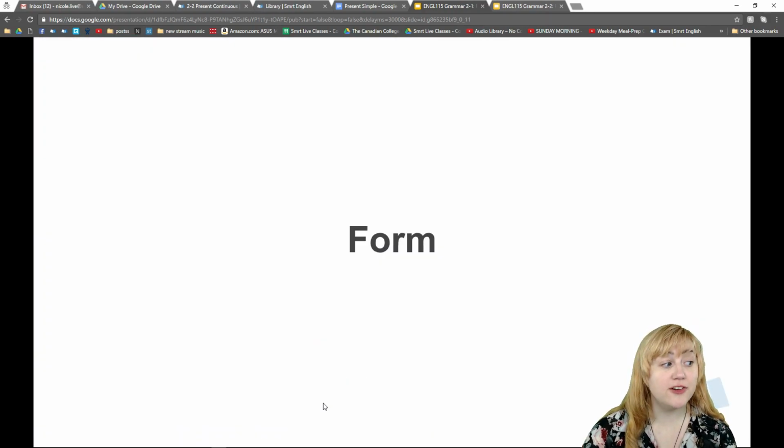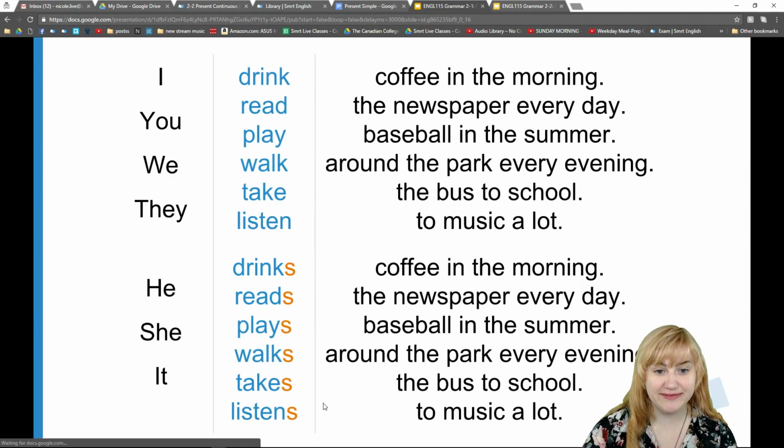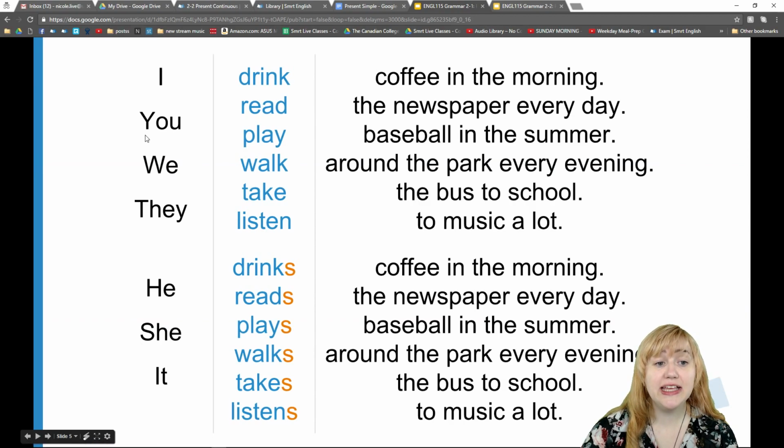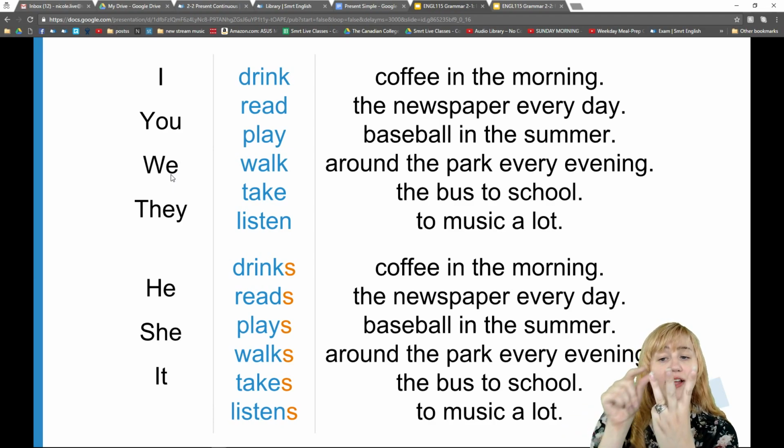Here's the form for how to make present simple sentences. First, we're going to do positive sentences. So for subjects I, you, we, and they, we just put the verb. So you can think of it as verb 1, like the infinitive verb. Like go, went, gone, just put go. Eat, ate, eaten, eat.